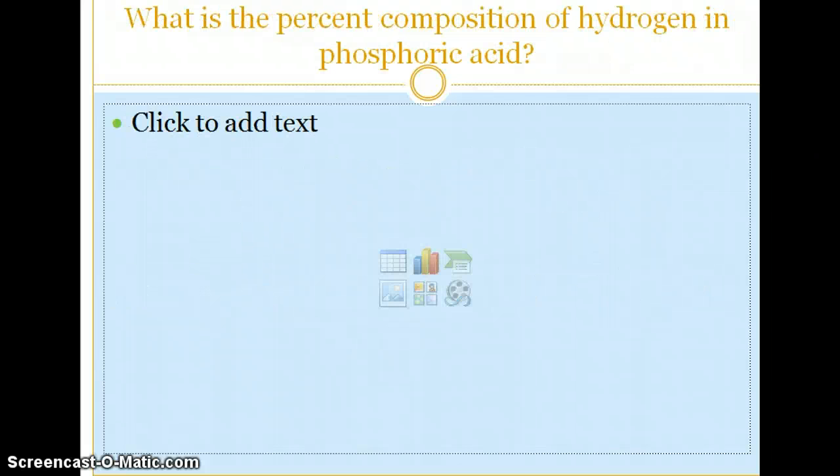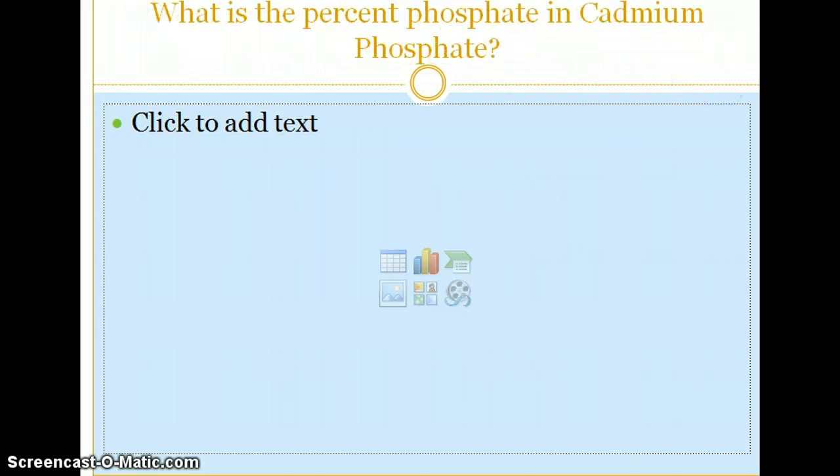Okay, so now what I want you to do is just take some time and do these on your own. Your correct answer for hydrogen in phosphoric acid is going to be 97.99% hydrogen. And your correct answer for the percent cadmium in cadmium phosphate should be 63.97% cadmium. So make sure you get those right, okay?